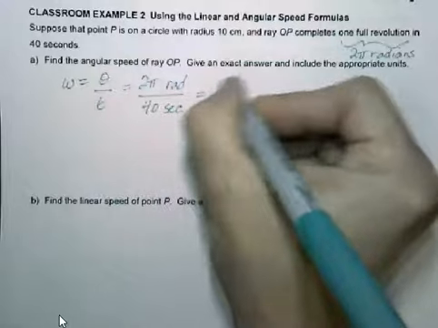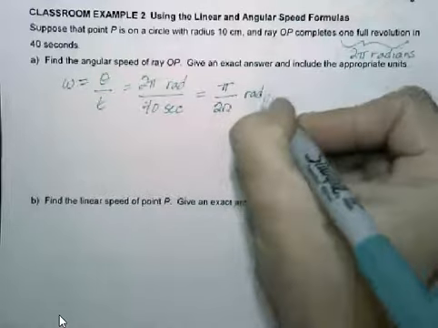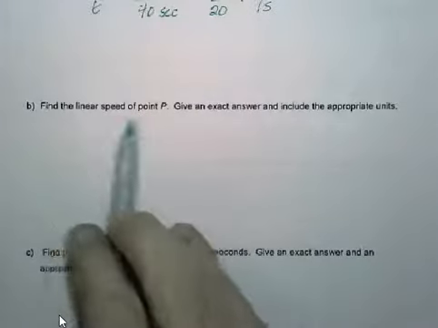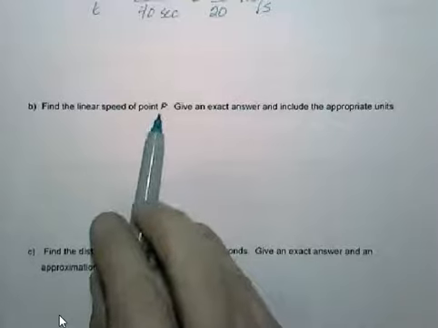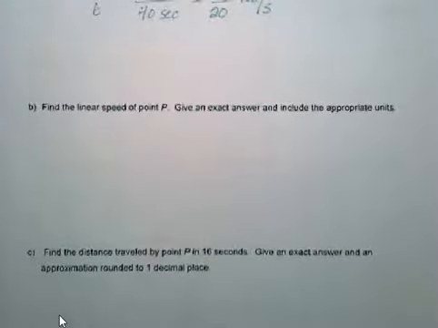To get an exact answer for this, we're just going to simplify this. That would simplify to pi over 20. And this is going to be radians per second. The next thing we're going to find is the linear speed of the point P. So this time we want to know how fast P is moving around the outside of the circle.